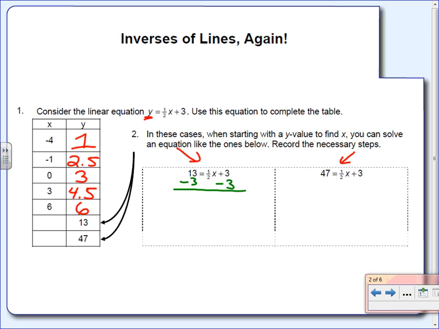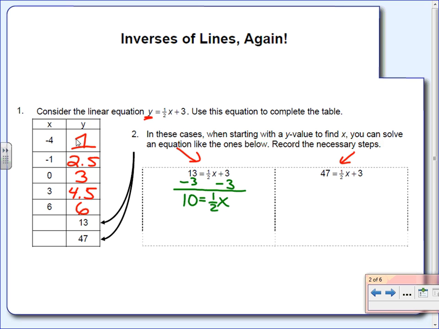Now make sure you show your work just like I'm doing on mine. Show all of your work. By the way, when you're working with the equation, we always know whatever I do to one side, you also have to do to the other. So when I subtract 13 minus 3, I'm going to get a 10. Which means now I have 10 is equal to 1/2 x.